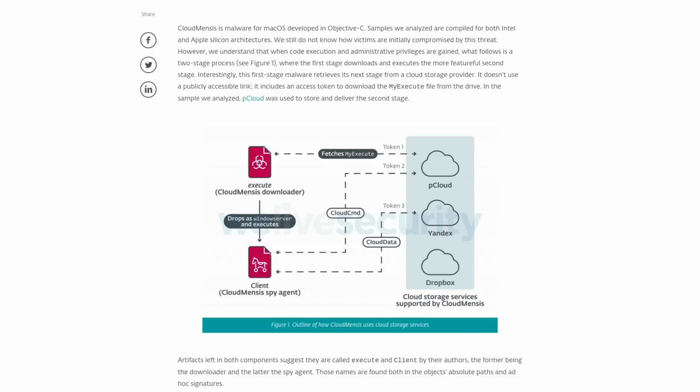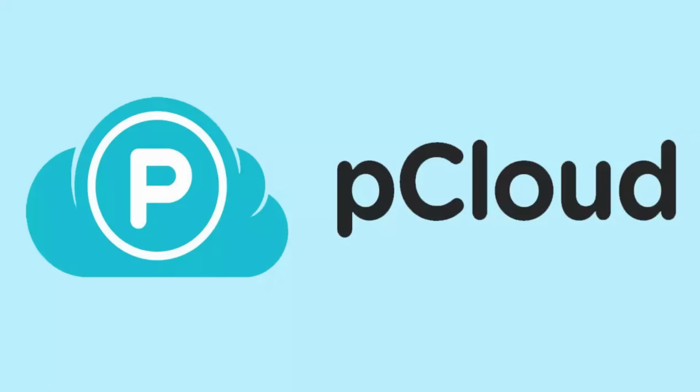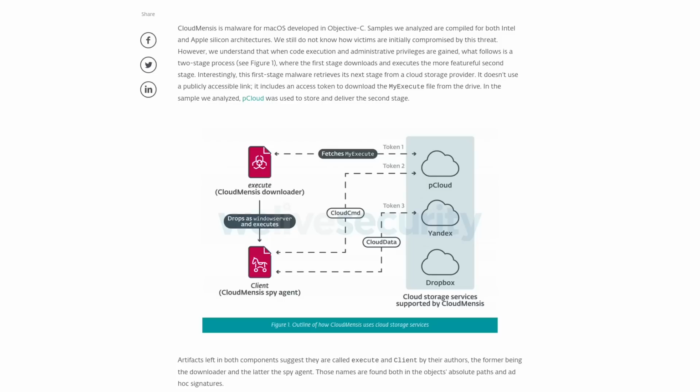But CloudMensis is using private links to these cloud servers, and then it's using an access token to actually gain access to them and download the rest of the malware from a private cloud link. So it's a lot harder to block it. And pCloud was one of the providers that was being used to host the second stage malware in this case. So, like I said, the second stage spy agent, that's where the real magic happens.